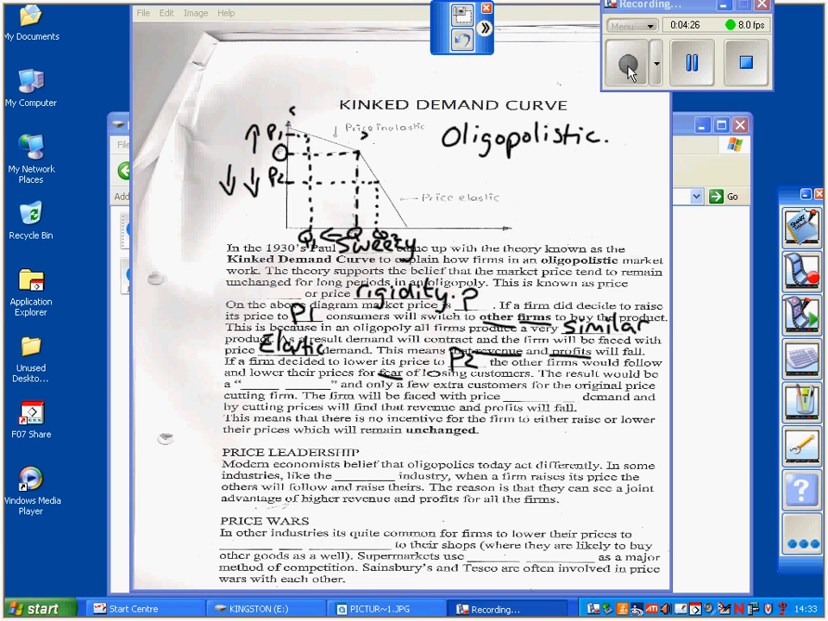The result would be a price war, something you talked about in your coursework, and only a few extra customers for the original price cutting firm. The firm will be faced with a price inelastic demand curve, and by cutting prices will find that revenue and profits will fall. This means that there is no incentive for the firm to either raise or lower their prices, and therefore they will remain unchanged.